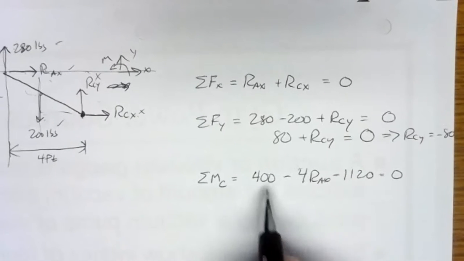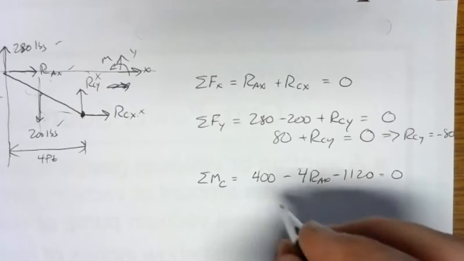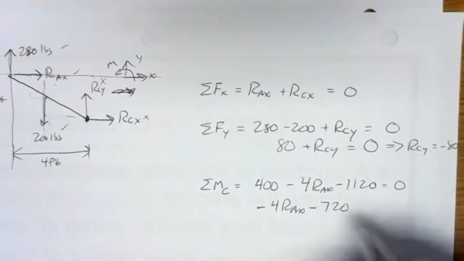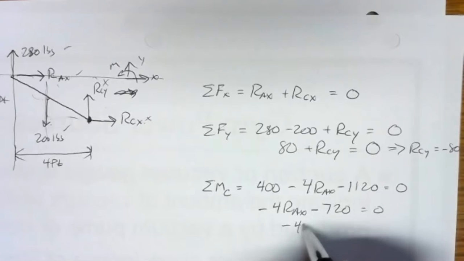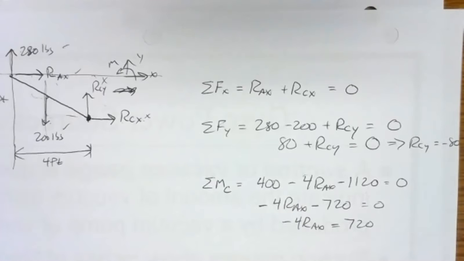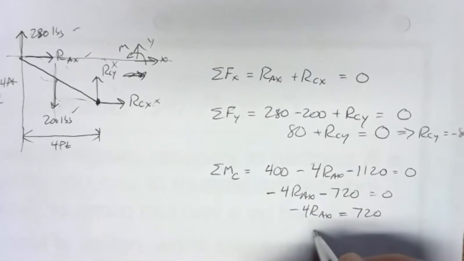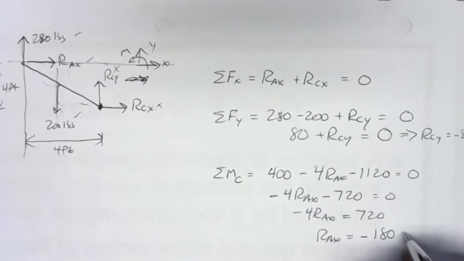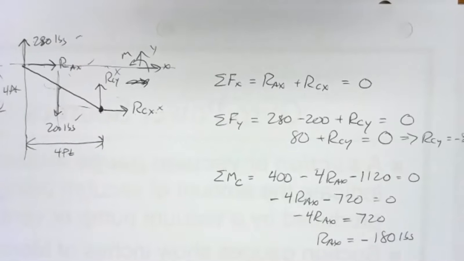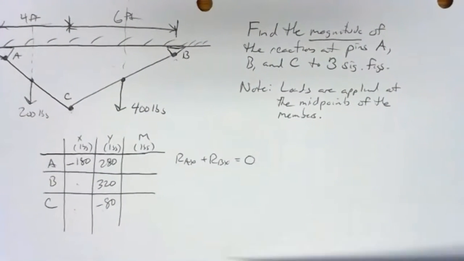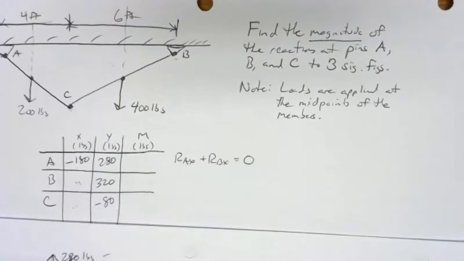If we take the negative 1120 and combine it with the positive 400, we end up with a negative 720. So we have negative 4 RAX minus 720. If we add 720 to both sides, we have negative 4 RAX equals a positive 720. Divide both sides by negative 4, and RAX is a negative 180. So negative 180 pounds for RAX. So we can put that in our table. RAX, negative 180.